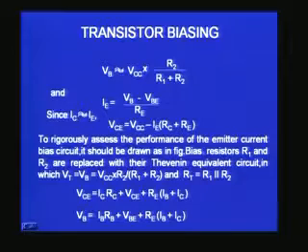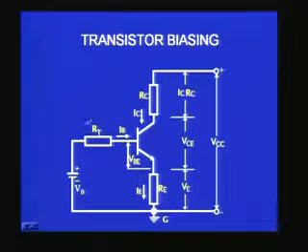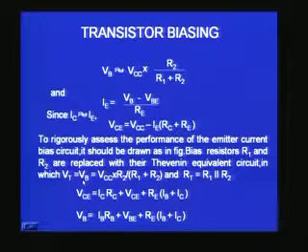Okay. To rigorously assess the performance of the emitter current bias circuit, it should be drawn as in the figure. In the next figure you can see I have replaced the R1 R2 voltage divider bias with the equivalent Thevenin's power supply and Thevenin's resistance. We have seen Thevenin's theorem, and did some problems and assignments with that. Now we have to look at what VB and what RT are. VT is nothing but the voltage at the base, so it is equal to VB, which is what we have already written: VCC into R2 divided by R1 plus R2. This is the Thevenin's equivalent voltage of the simple R1 R2 network, and here is the voltage at the base.